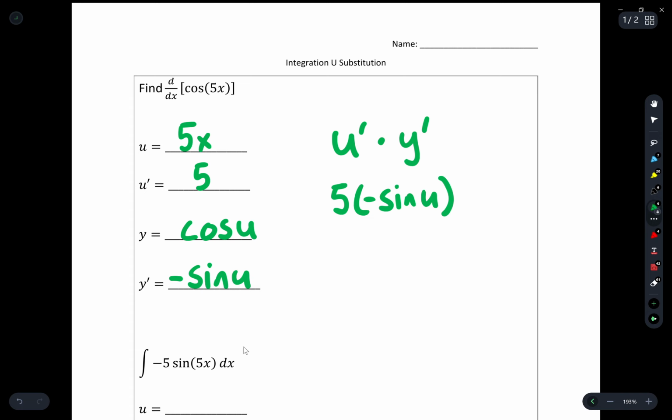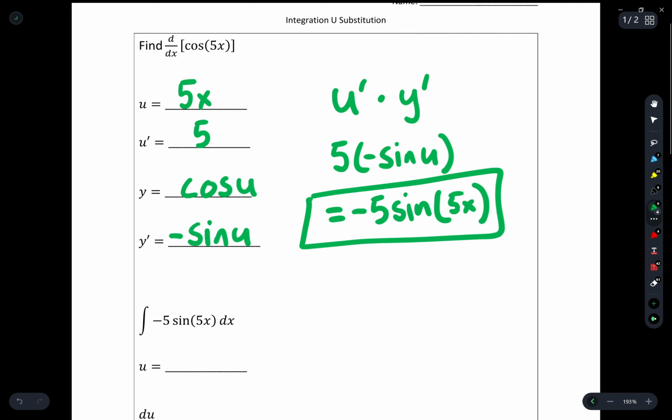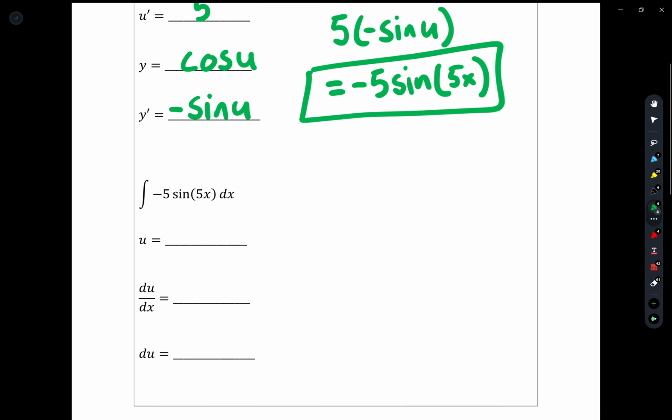Cool. So what does that give us? We have negative 5 sine of 5x. Cool, not too bad. So if we take the antiderivative of this, we should get back to where we started.